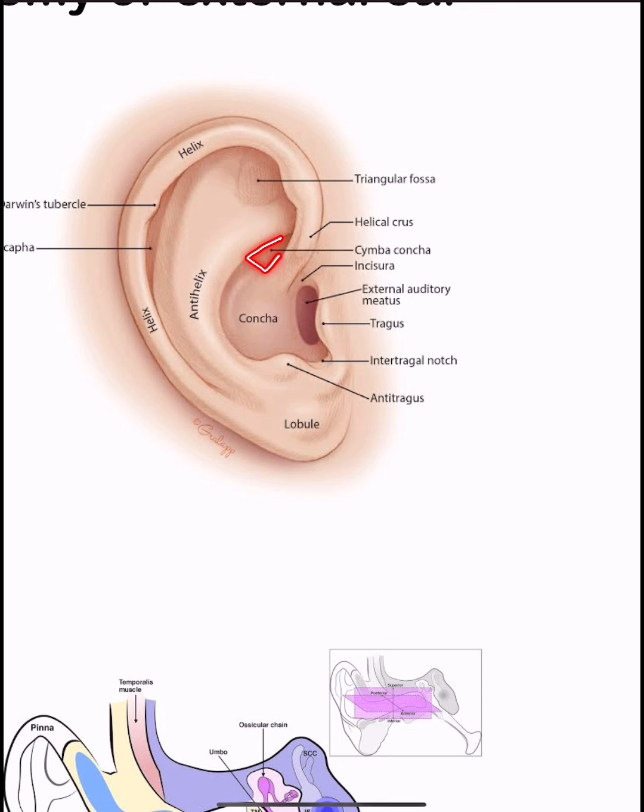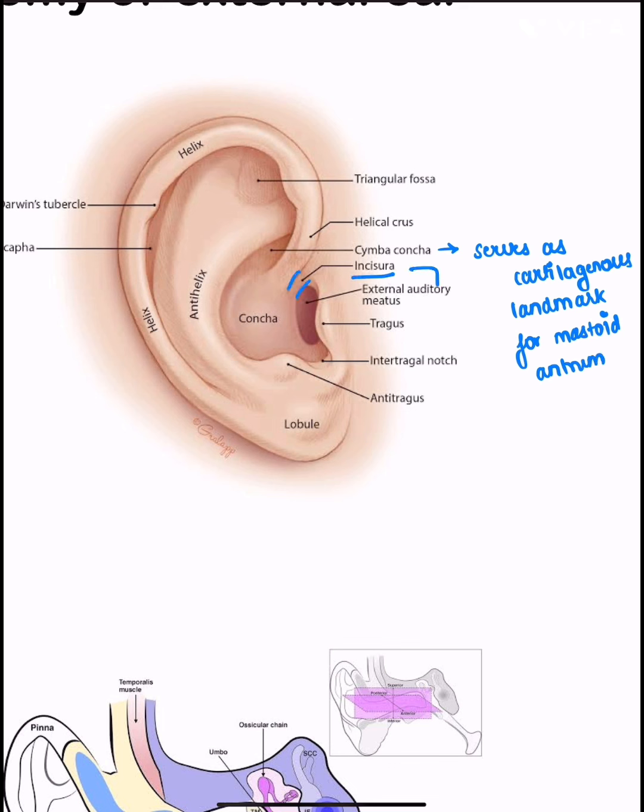This portion is known as cymba conchae, which serves as cartilaginous landmark for mastoid antrum. This area is known as insula terminalis. This is devoid of cartilage.